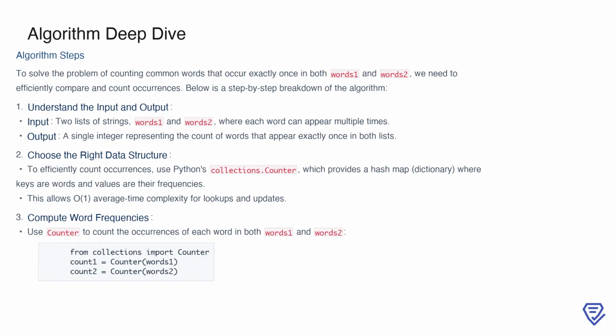Next, we need to choose the right data structure. Using Python's collections Counter is ideal because it provides a hash map where the keys are words and the values are their frequencies. This allows us to efficiently count occurrences with an average time complexity of O(1) for both lookups and updates. Once we have the data structure, we use Counter to compute word frequencies in both words1 and words2. This can be done with just a few lines of code, creating count1 and count2, which store the frequency of each word in their respective lists.